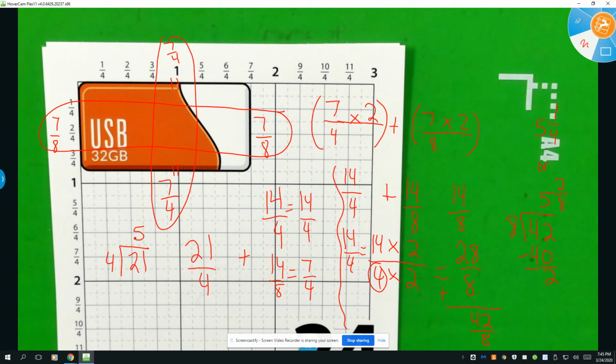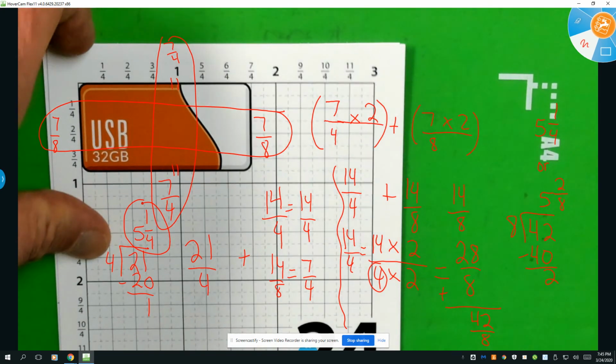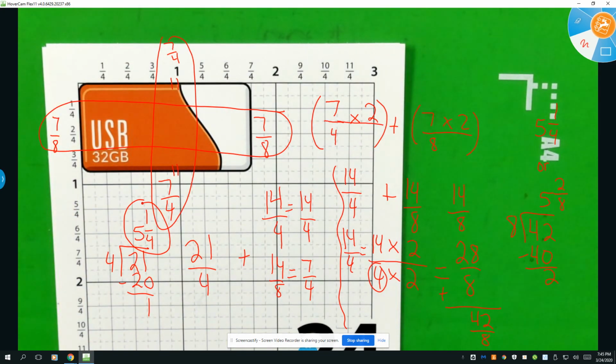Going to be the same exact answer. 4 goes into 21 5 times. 4 times 5 is 20. We have 1 left over, and now we have 5 1/4. Exactly as we got on the other answer. Okay, great time to pause right now if you want, so you can keep up. I'm going to hit erase right here.